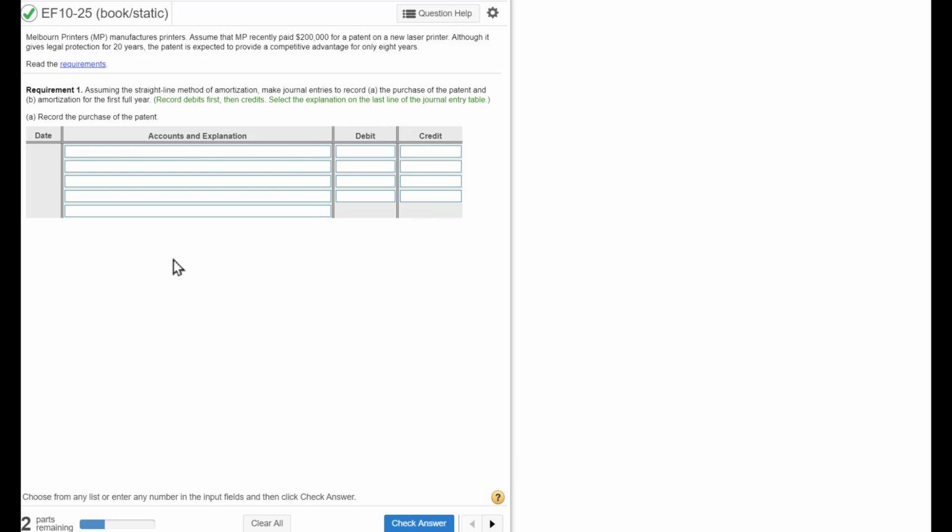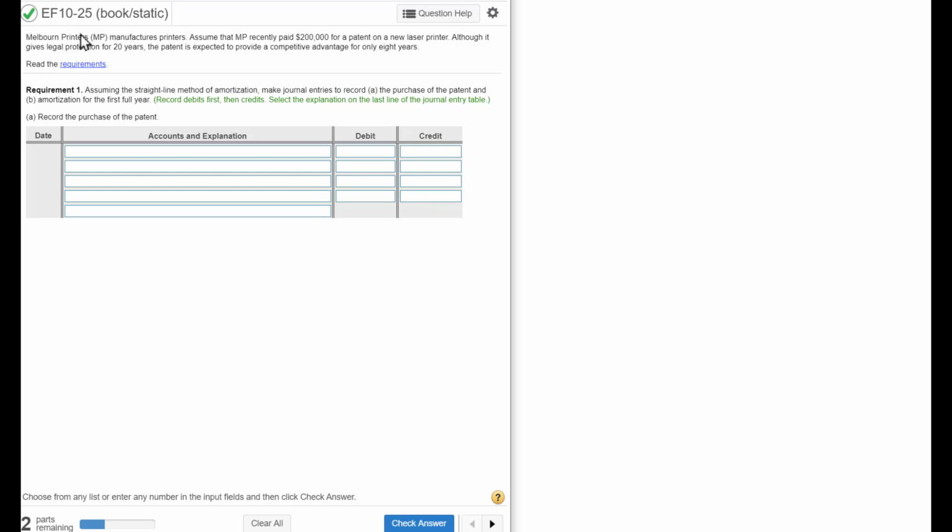Exercise 10-25. We're going to purchase an intangible asset, and because it doesn't last forever, we have to amortize its value over the years so that the value of the asset goes down. So amortization is similar to depreciation, but amortization is for intangible assets, whereas depreciation is for tangible assets.